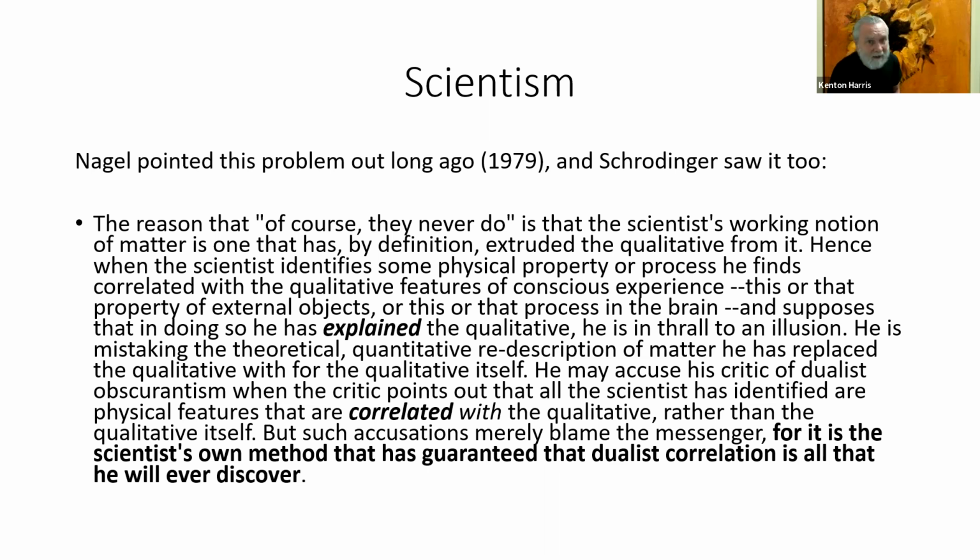So because all you're looking at is the quantitative, and then you're trying to redescribe the qualitative in quantitative terms, then all you're ever going to have is correlation. You're never going to be able to establish identity. That's the problem, right? Nagel sometimes pointed this out as what he calls the hard problem of consciousness. He doesn't really see any way around that.